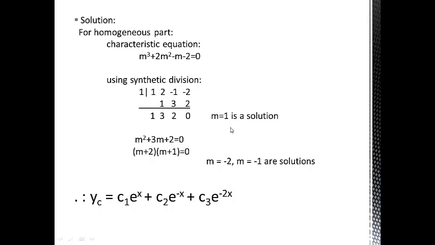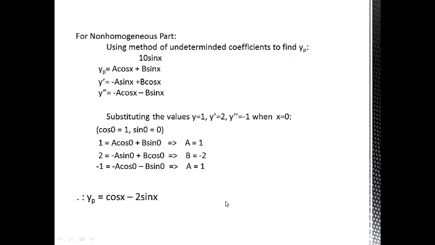Since we already have the three solutions, we can now get the solution for the homogeneous part, which is yc. Now yc is equal to c sub 1 e to the x plus c sub 2 e to the negative x plus c sub 3 e to the negative 2x. Next, we find the solution for the non-homogeneous part of the equation. We'll be using the method of undetermined coefficients to find yp.